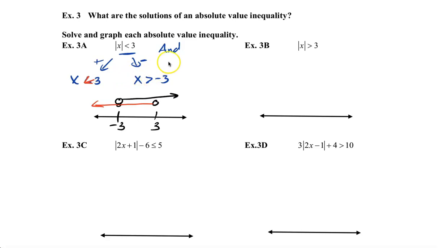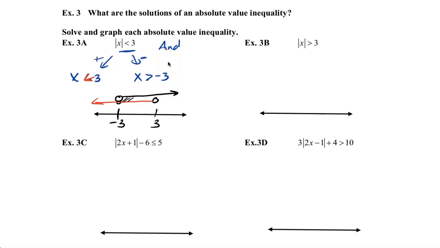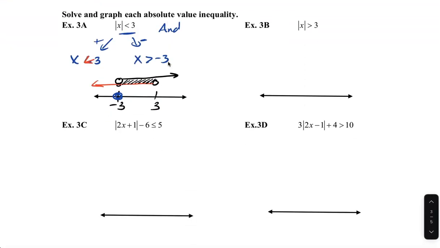Anytime it's an "and" statement, we're looking for the overlap. So that's right here. Or you could write it this way: from negative 3, open circle, to 3, open circle. Either way is fine.